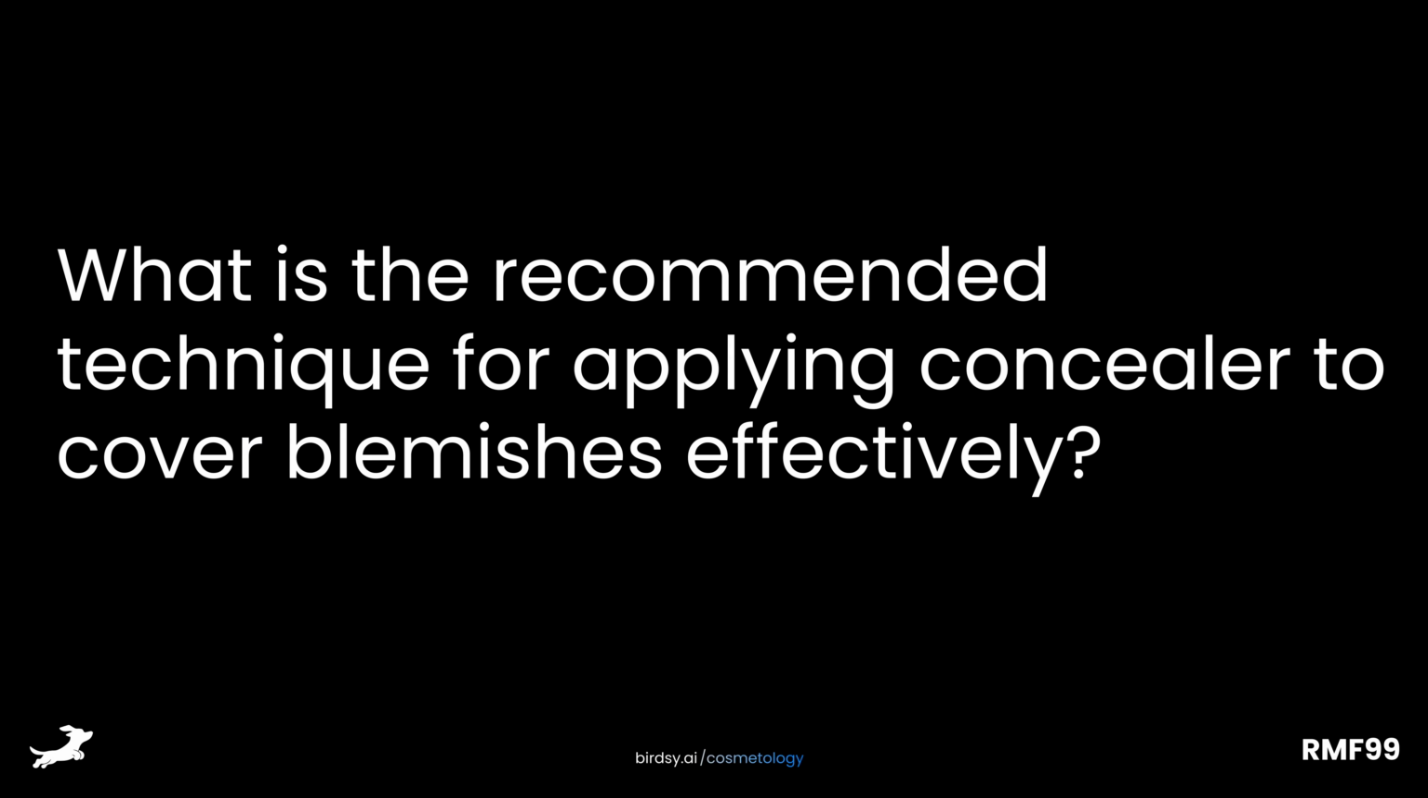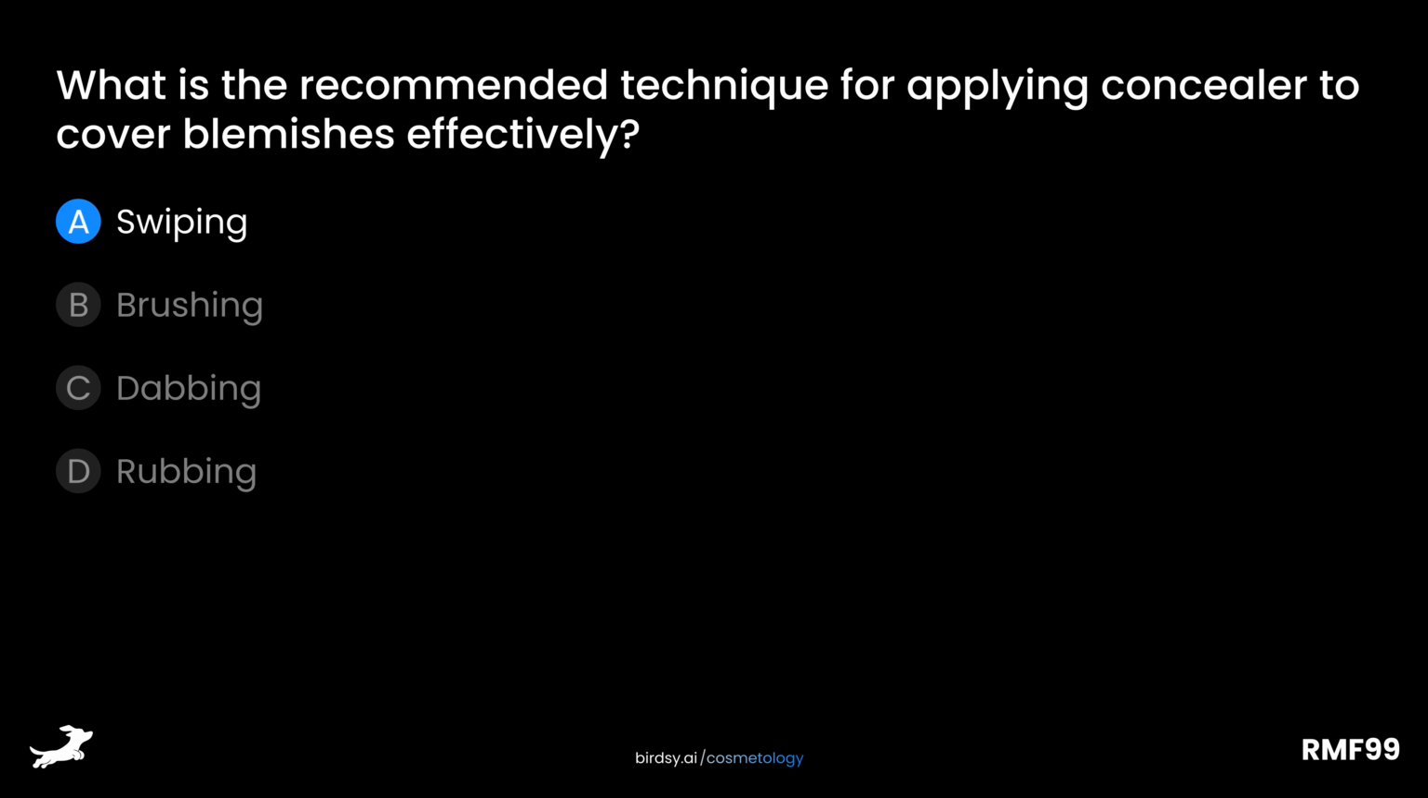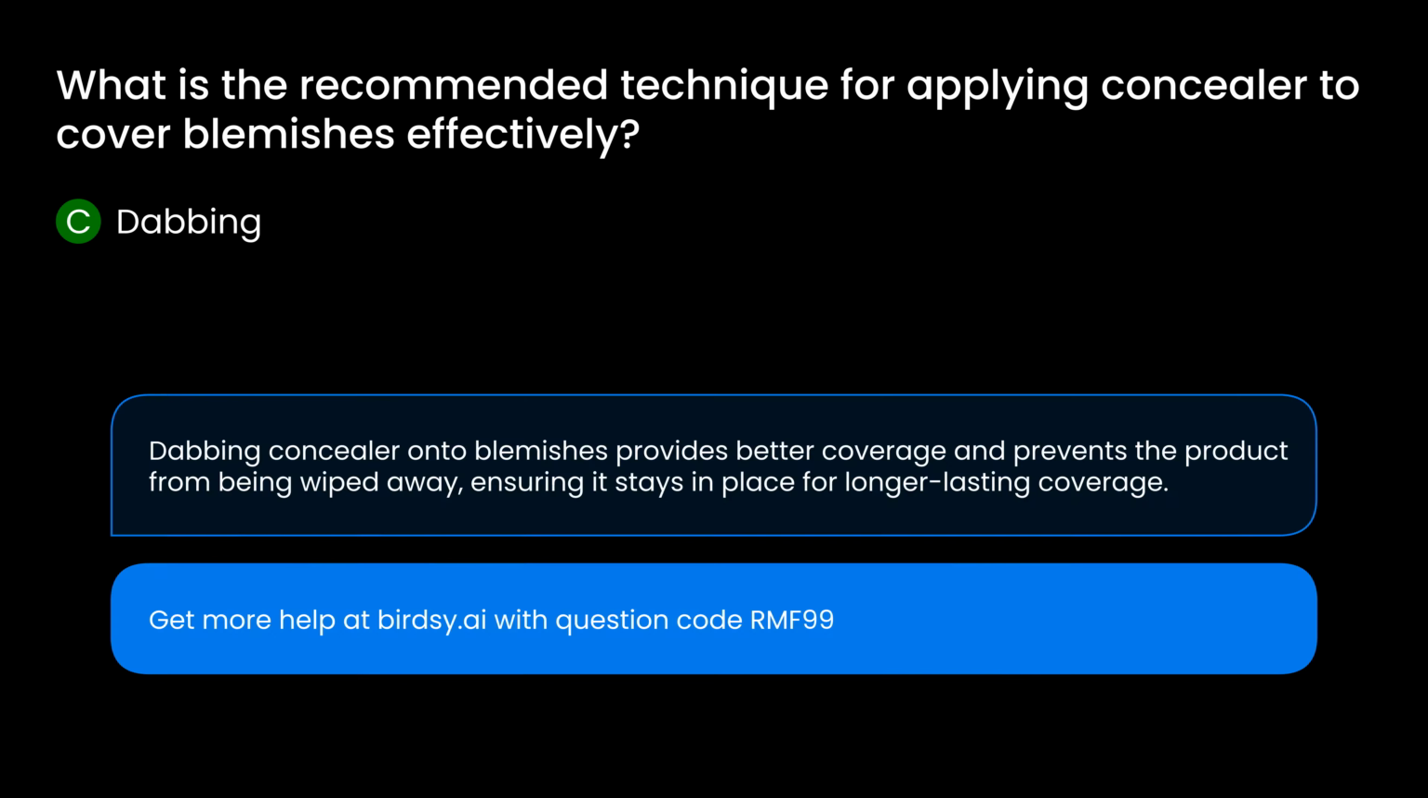What is the recommended technique for applying concealer to cover blemishes effectively? Is it A, swiping, B, brushing, C, dabbing, or D, rubbing? The answer is C, dabbing. Dabbing concealer onto blemishes provides better coverage and prevents the product from being wiped away, ensuring it stays in place for longer-lasting coverage. Nail care and services.